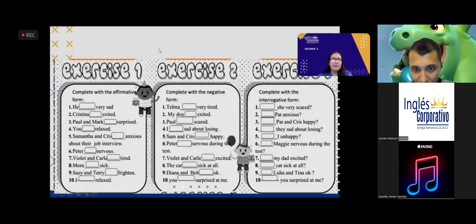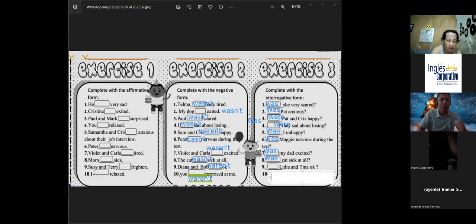Seven. Was my dad excited? Yo digo que sí. It was my dad. Next. Was. Ahorita lo nuestro es, ¿cómo se llama? Miss Blanca. Aquí sería. Tell me, I have a question. The number eight in the interrogative form is missing the article. The cat. Was the cat sick at all? Was the cat? Yes, definitely. Was the cat? Oh, was your cat? Okay, we were right, classmates. Thank you, Miss Blanca. No problem.